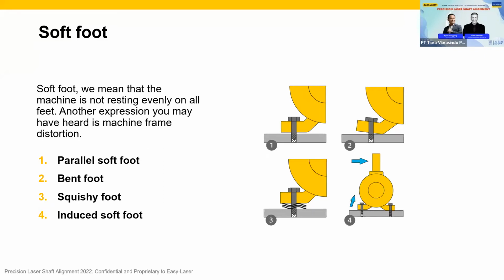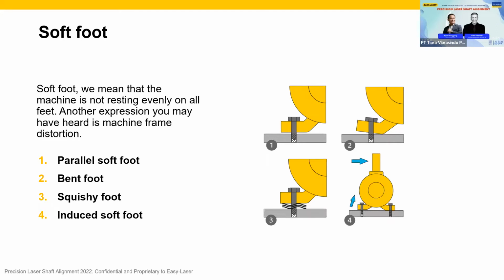Number 3 is the squishy soft foot, sometimes also known as the spring foot. So that's where we can see here with the feeler gauge that we will not really find and detect any gap underneath the foot. Instead, the problem is actually usually in the space in between the foot and the base. So that is filled with potentially too many shims. So we recommend not more than 3 to 4 shims in a pack to put under each of the machine feet. Otherwise, you will have this kind of squishy foot.